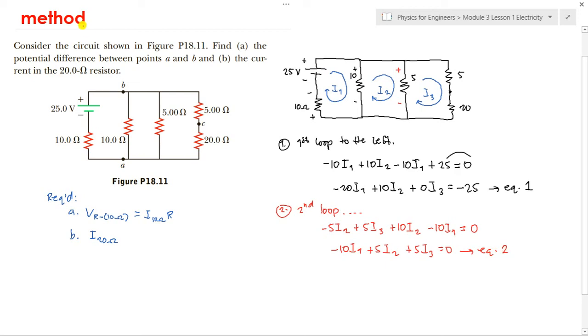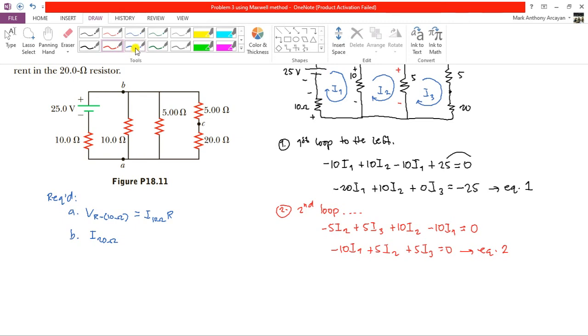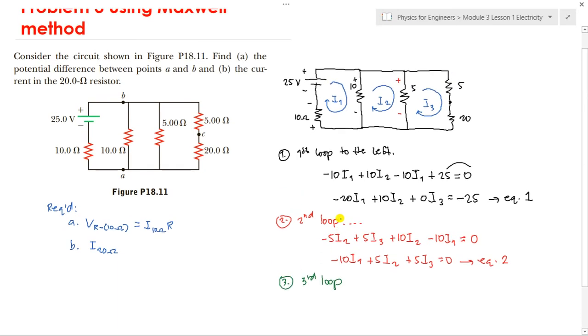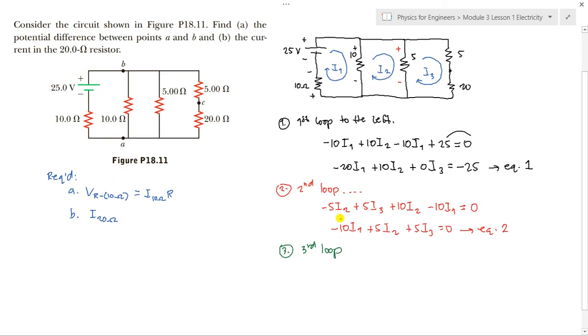Okay, so last na lang, a loop. So, for our last loop, the third loop, we have 3 resistors here. For 5 ohm, 20, and the 5 ohm on the left.